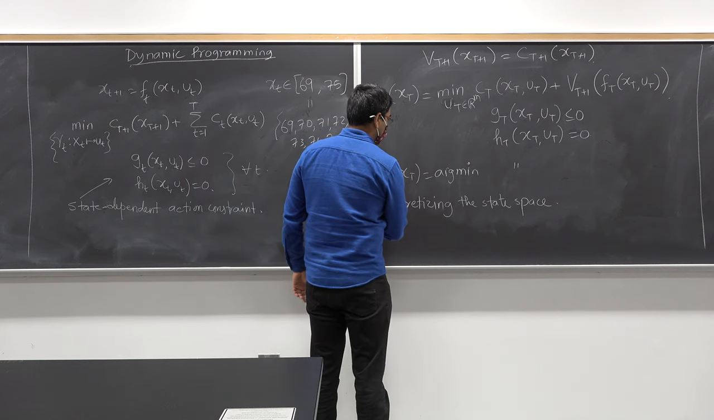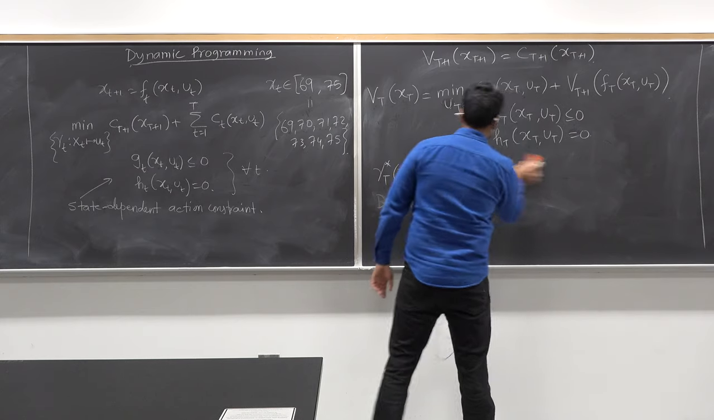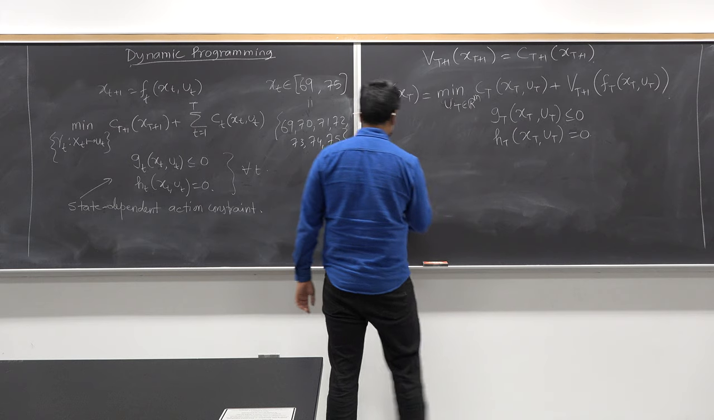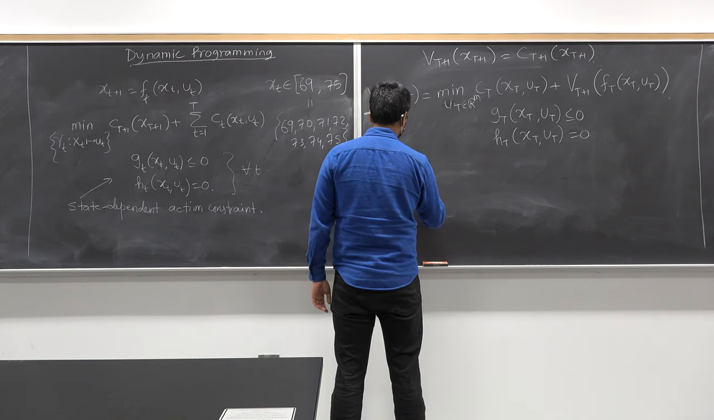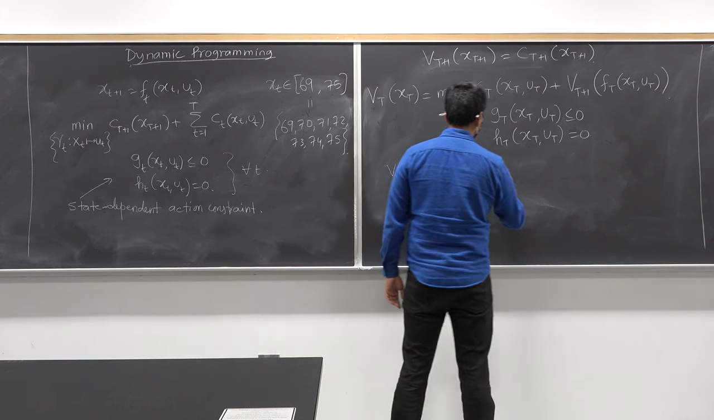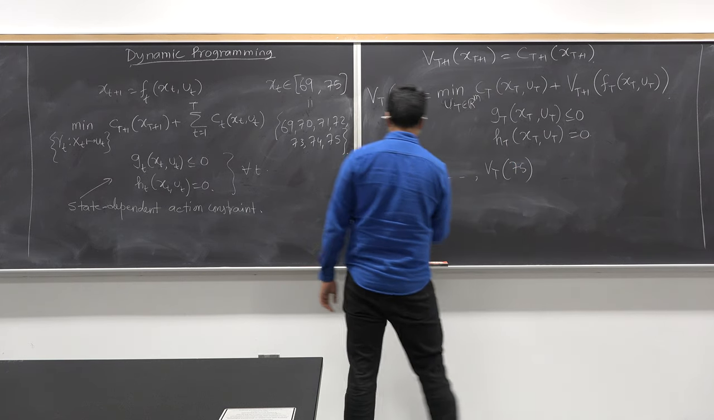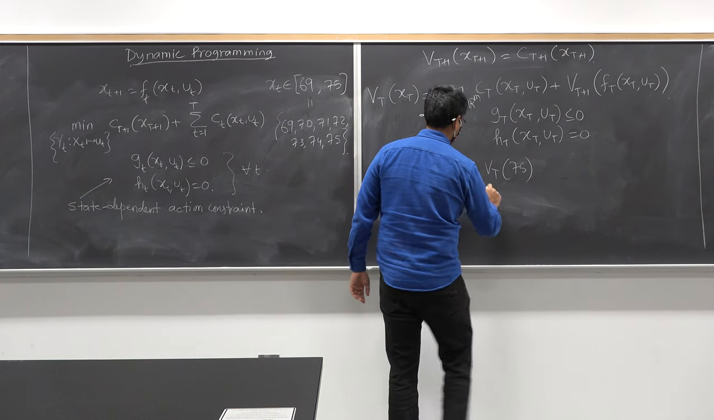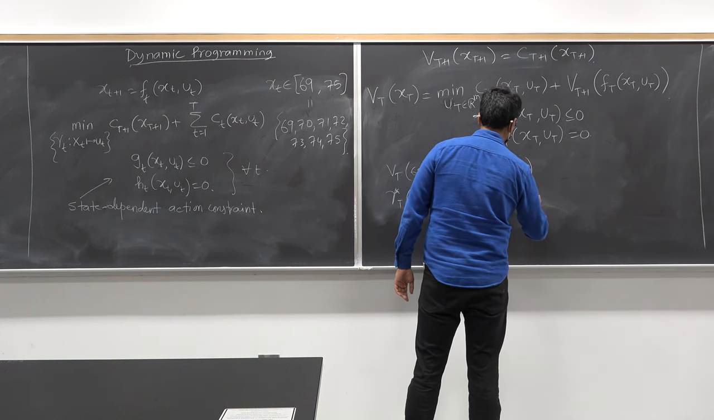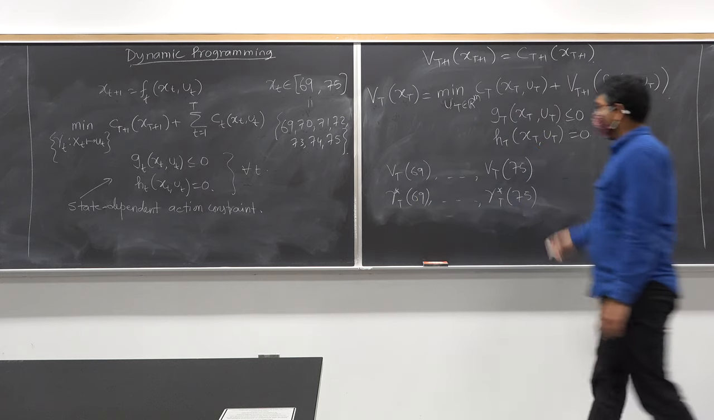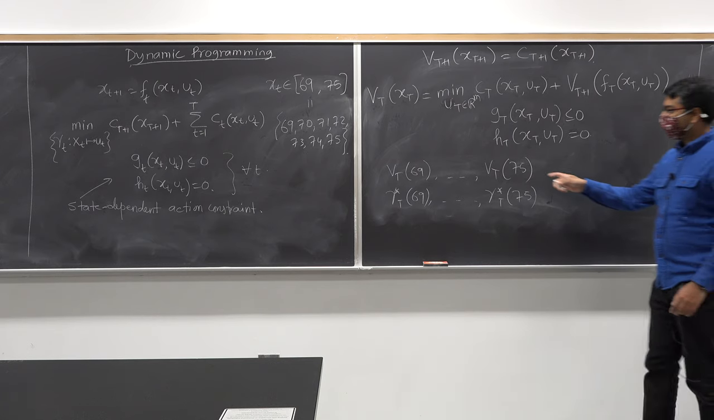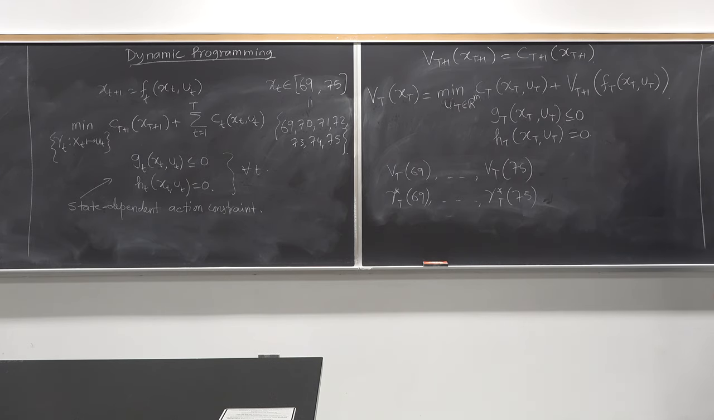So now I have the following. Here is what I have: vt of 69, vt of 75, and then gamma star t of 75. Okay, so this is what I have. I can store it in memory. I can store the value function and I can store the gamma star t in memory at the terminal time step.